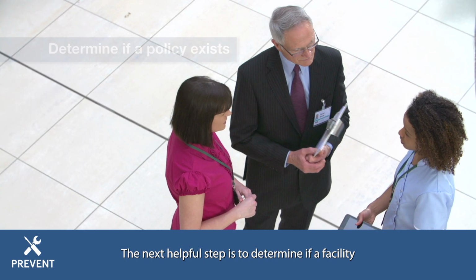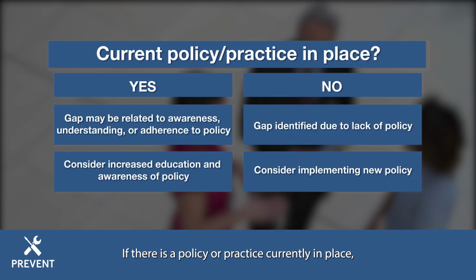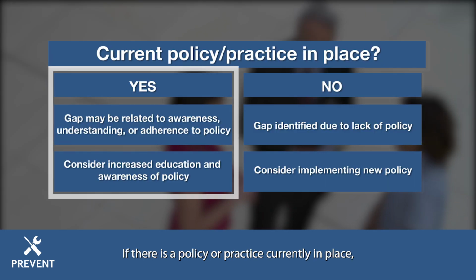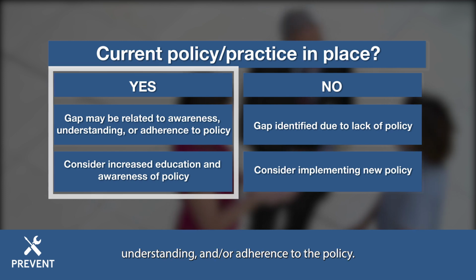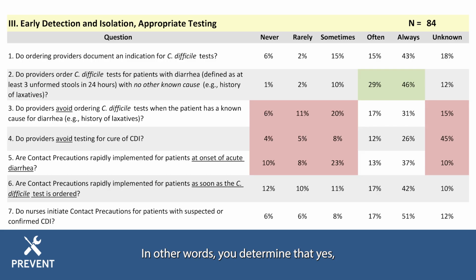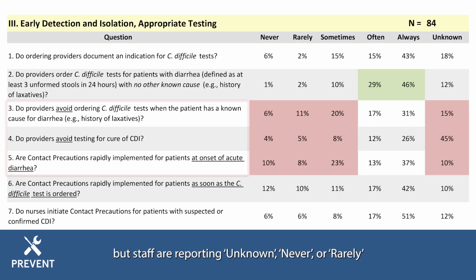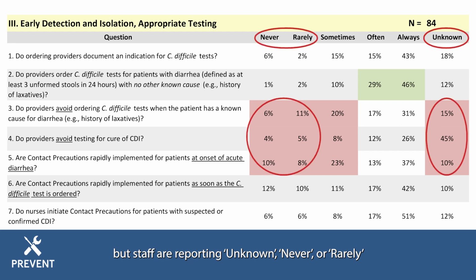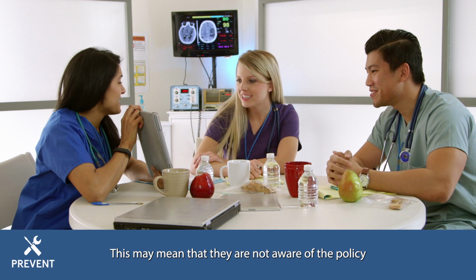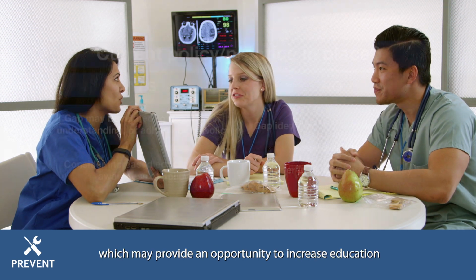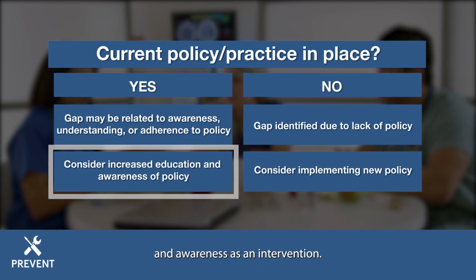The next helpful step is to determine if a facility has an existing policy in place for this item. If there is a policy or practice currently in place, the gap may be related to awareness, understanding, and/or adherence to the policy. In other words, you determine that yes, you have a policy in place for this item, but staff are reporting unknown, never, or rarely when asked about that policy. This may mean they are not fully aware of the policy or don't understand the policy, which may provide an opportunity to increase education and awareness as an intervention.